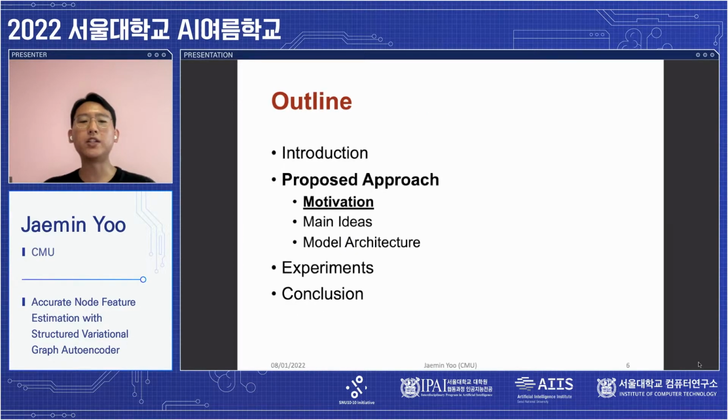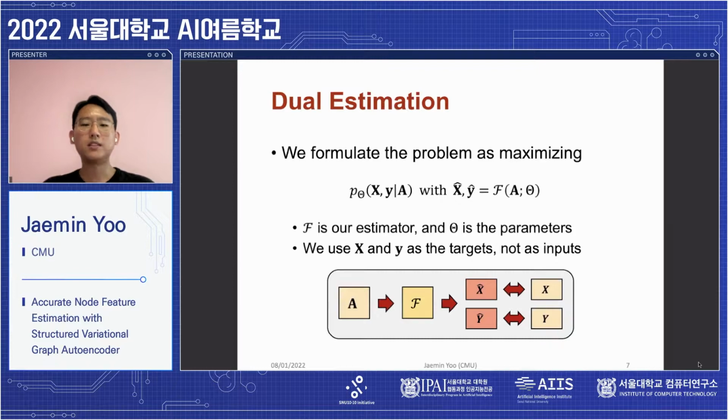Now I'll introduce our proposed approach to solve the problem of feature estimation. I'll start with motivation. There can be various ways to solve the problem, so we choose a way to formulate the problem as maximizing the following likelihood term. Here, F is our estimator, and X and Y are features and labels, and theta is the set of parameters of our estimator F. This likelihood means that we use the observed features and labels as the target variables of this problem, not as inputs.